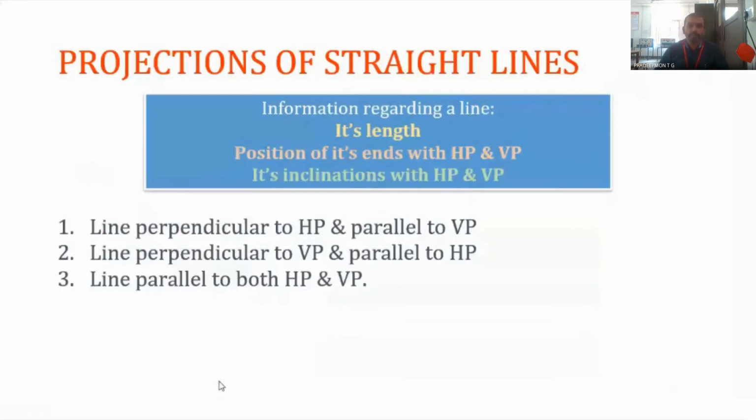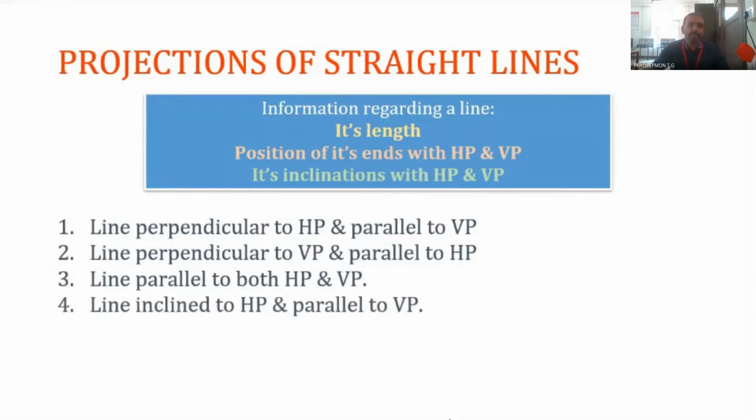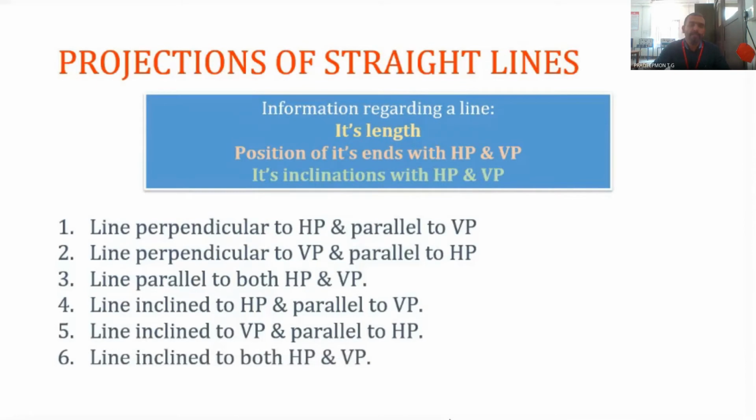Now coming back to our presentation, there are three more conditions that we will discuss in the next class, but I'll just name them. One is line inclined to HP and parallel to VP. We will see it in the next class only. And line inclined to VP and parallel to HP. And then the last condition, line inclined to both HP and VP. In the sixth condition, we will be focusing more because it is the most difficult among all these drawings, and most of your questions are focused on that one, the line inclined to both HP and VP.